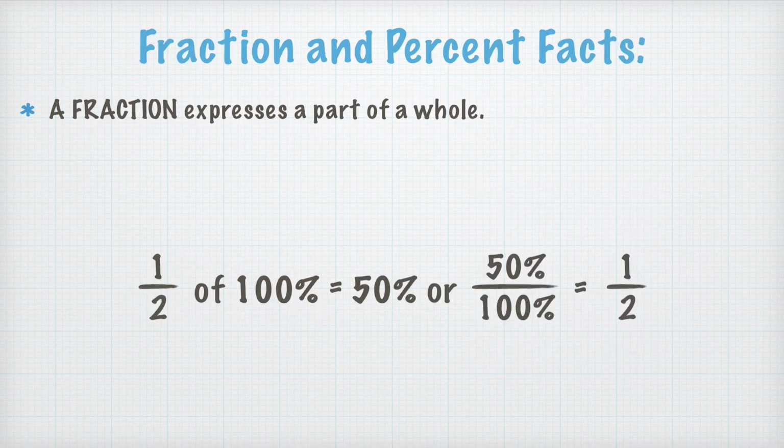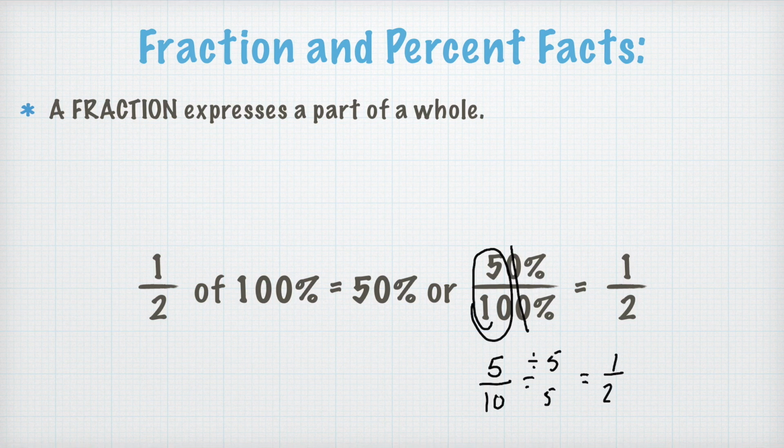So a fraction expresses a part of a whole, and here we have a half of 100% is 50%, or 50 over 100 equals 1/2. They reduce. If we cancel these zeros, we have 5/10. 5/10 reduces by 5, and we're going to get 1/2. All right, so 1/2 is 50%.